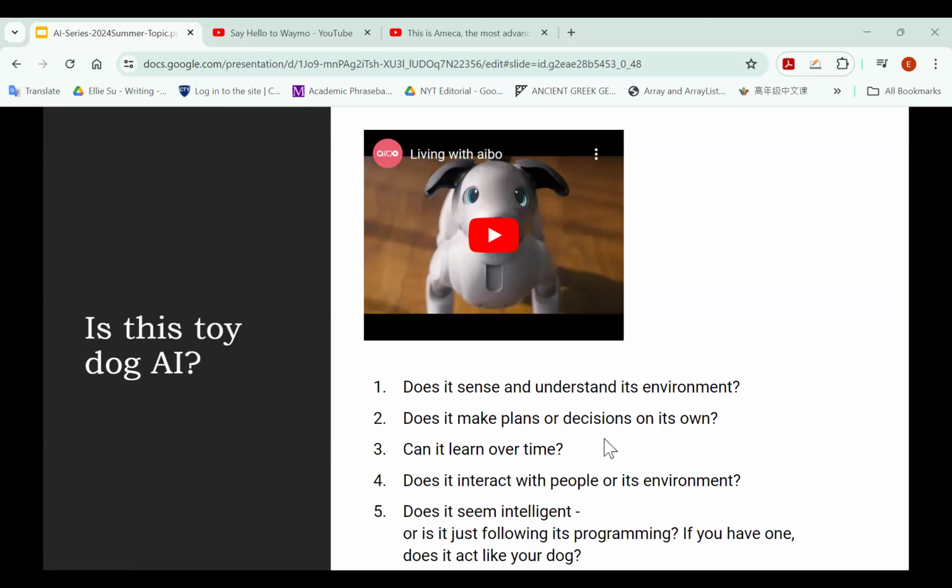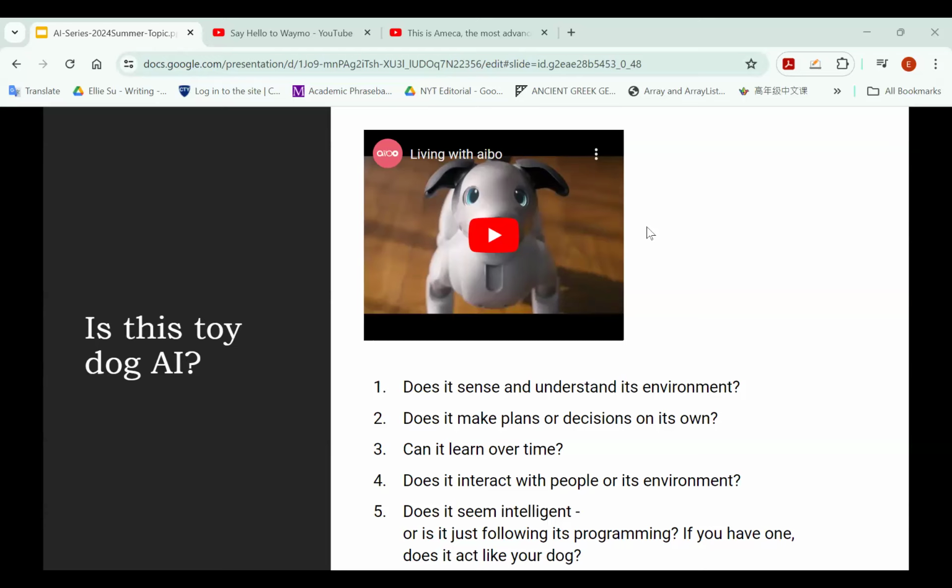So the third one is, can it learn over time? Does it adapt? You can just say yes or no. Okay, so can you give me an example of how it learned? If you remember in the video, it predicted how the humans would behave and it knew that the humans were trying to pet it and hug it.